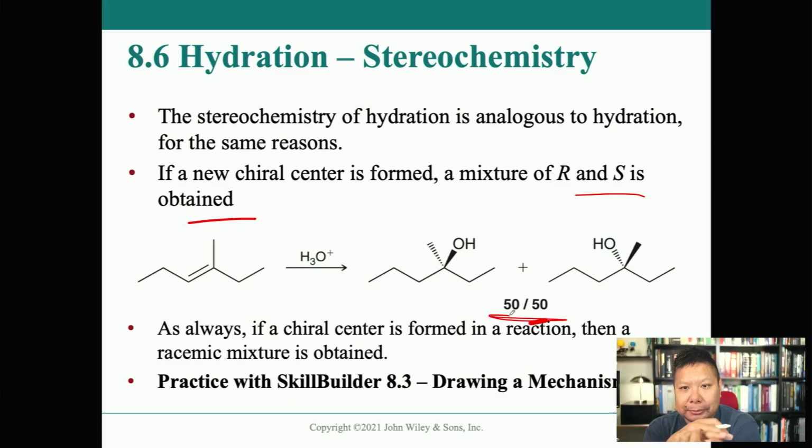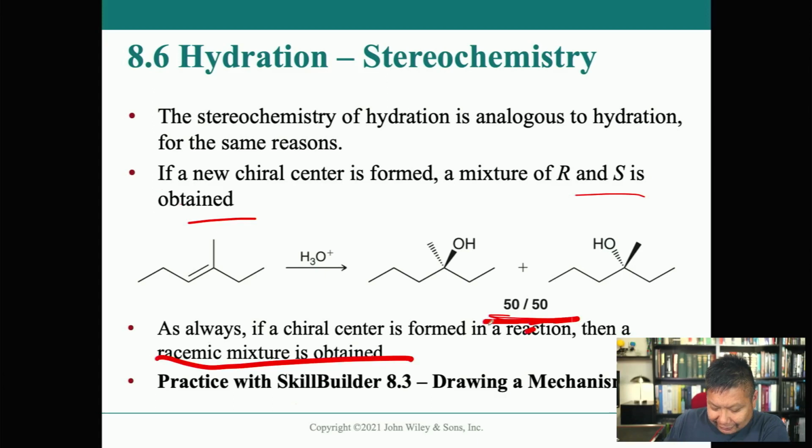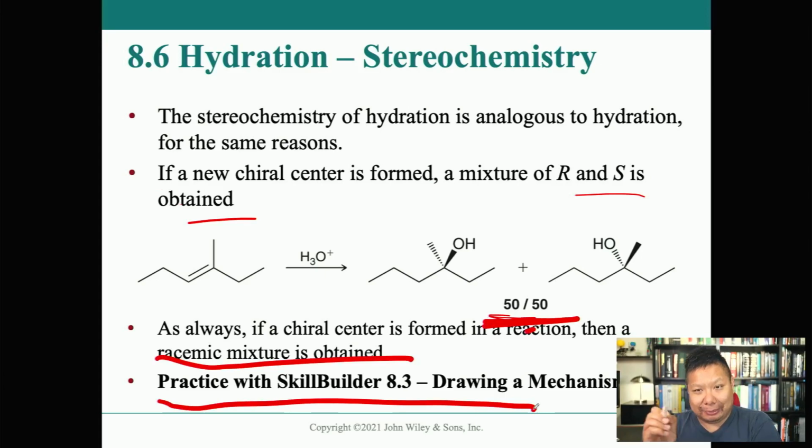There's no connection between R and S and positive or negative. It just depends on the molecule, but one configuration will have the rotation go a certain number of degrees positive, and the other will go negative, by the same number of degrees. So if you have a 50-50 mixture, it cancels out, and you have 0 degrees of rotation of the light. Just a quick review about optical activity. Racemic mixture, great stuff. You don't have to pick which one's the major or minor product. Practical Skill Builder 8.3, drawing the mechanism, Wiley Plus.